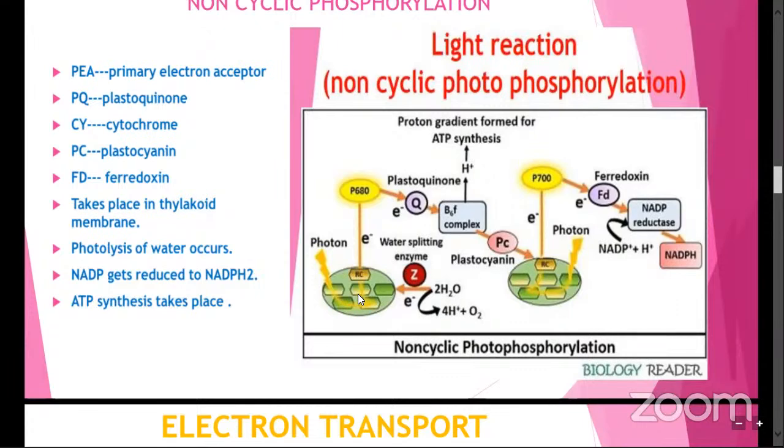Once again, in pigment system 2, the chlorophyll pigment, which is treated as the reaction center, absorbs a wavelength of 680 nanometers, red light, and the accessory pigments also absorb photons of 680 nanometers of red light. By absorbing these photons, the reaction center chlorophyll gets excited and releases electrons. These electrons are accepted by the primary electron acceptor.